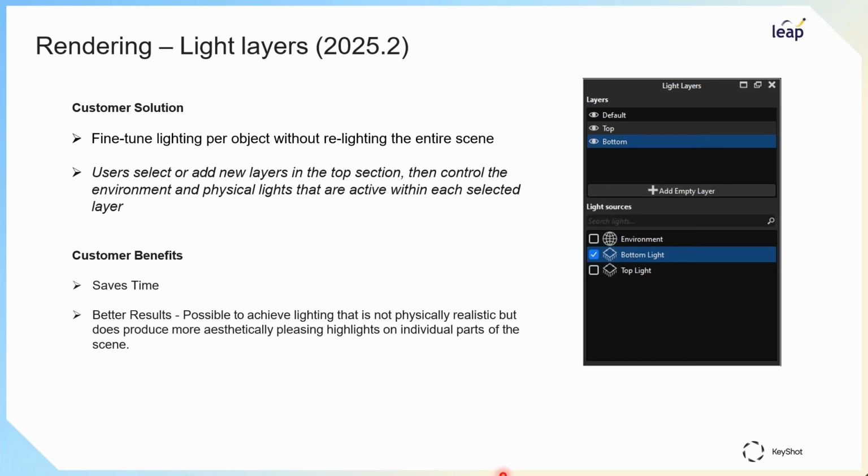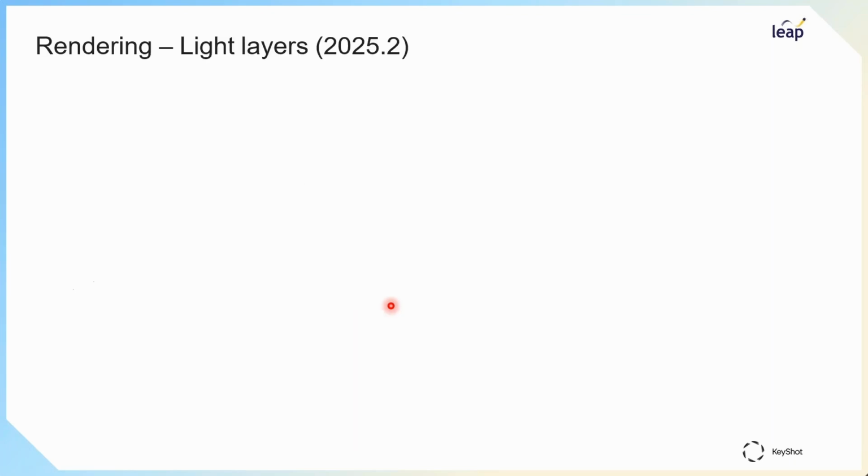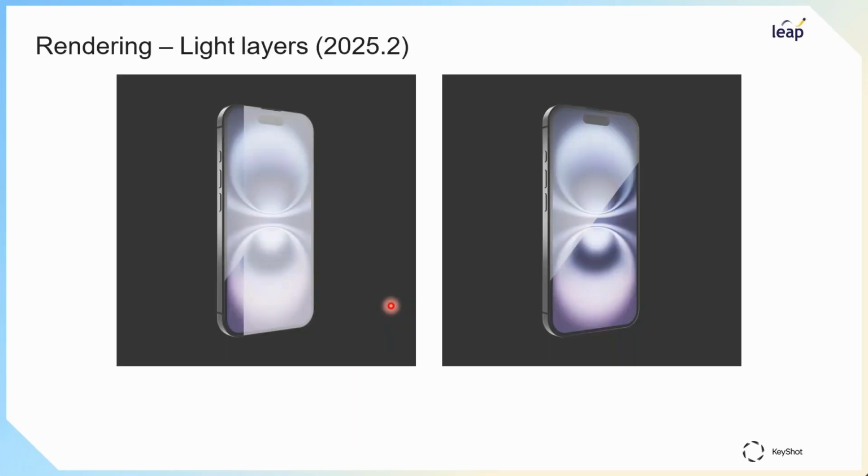This is the user interface of the light layers. So we can set up multiple layers here. It saves time, and the main thing is it produces better results, like we discussed. It's not physically realistic, but it's realistic with KeyShot now. I will give you an example for this, so that you can understand it better.